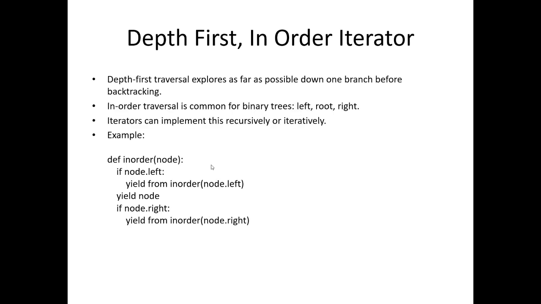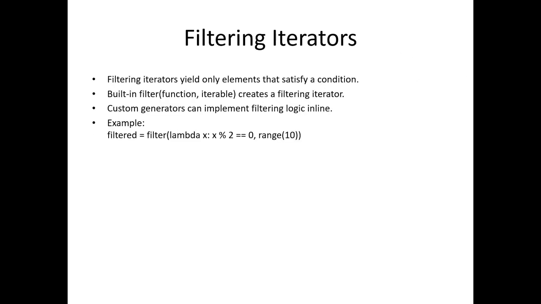Depth first. Depth first traversal explores one branch as far as possible before backtracking. In binary trees, in order traversal means visiting the left subtree, then the root, then the right subtree. Python generators make this very elegant. We can simply use yield from recursively. Each call yields nodes in the correct in order sequence without building an intermediate list.